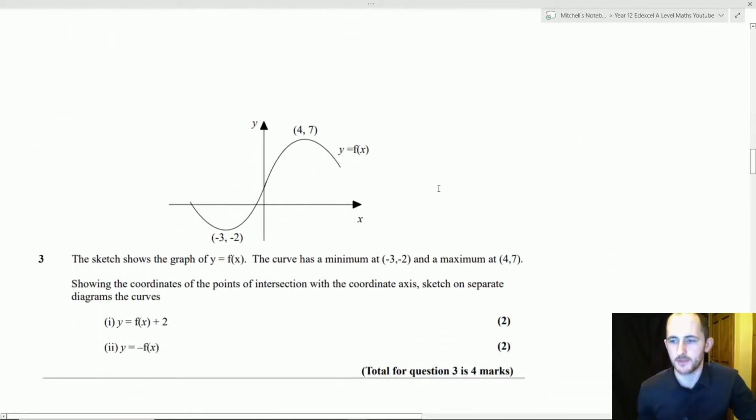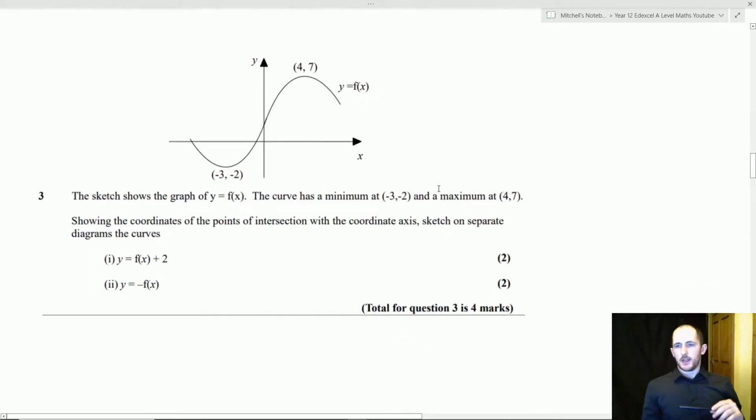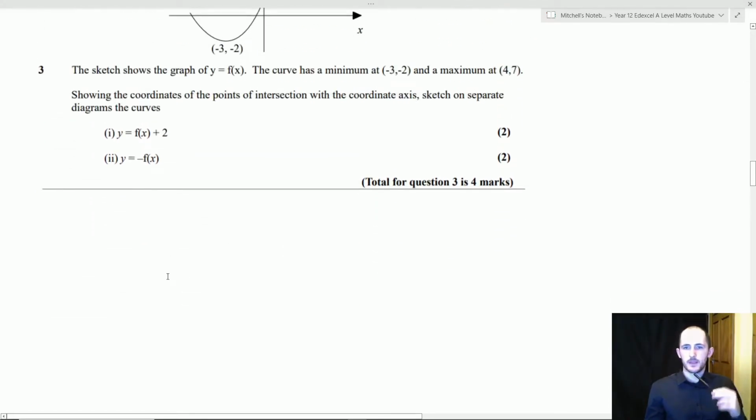Okay, let's keep pushing forwards. Okay, the sketch shows the graph of y equals f of x. The curve has a minimum at -3, -2, and a maximum at 4, 7. Showing the coordinates of the points of the intersection with the coordinate axes, sketch on separate diagrams the curves f of x plus 2 and minus f of x. Okie doke. So we are going to have to keep referring back. I don't really need to put the number 3.